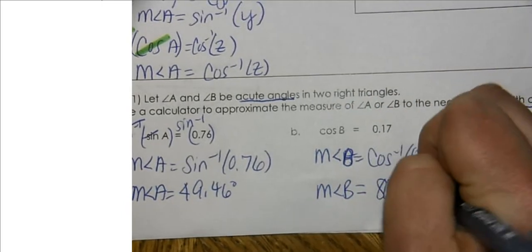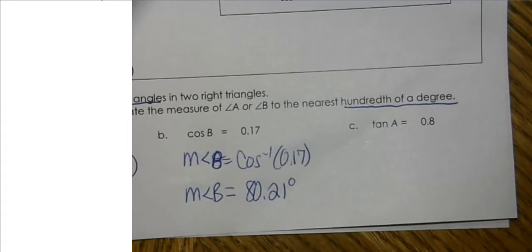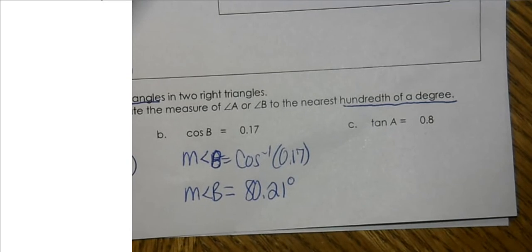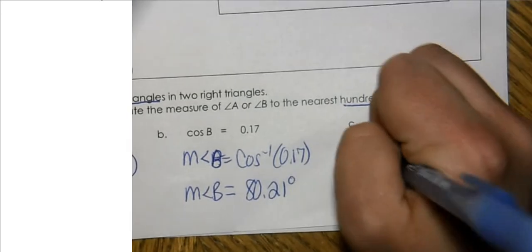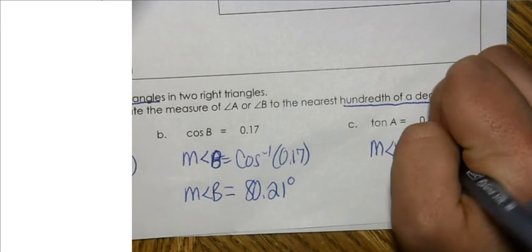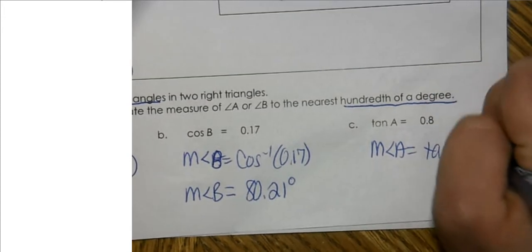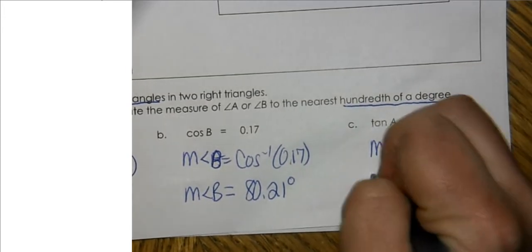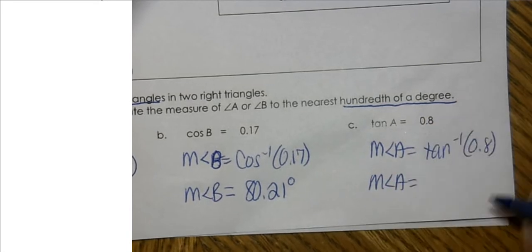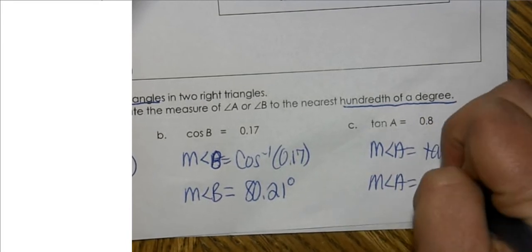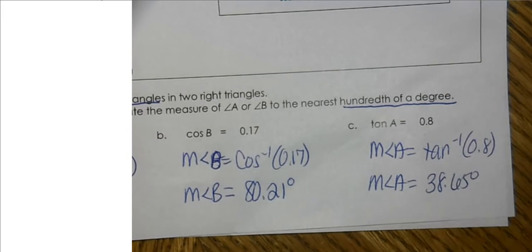80.21 degrees. And if you were to try letter C on your own, make sure that you can do that. If that means you need to pause the video to make sure that you know how to use your calculator, it's important that you're able to do that. So in this problem, we would have that the measure of angle A is equal to the tangent inverse of 0.8. And when we put that into our calculator, we end up with the measure of angle A is equal to 38.65 degrees.